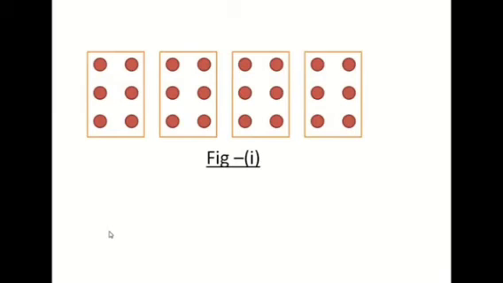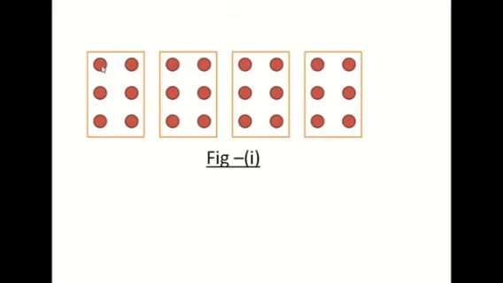Observe the diagram here. There are 4 boxes. Look at the first box. Here I have drawn some big red dots looking like bindi. Just count how many red dots there are. You can see 2 dots in 3 rows.